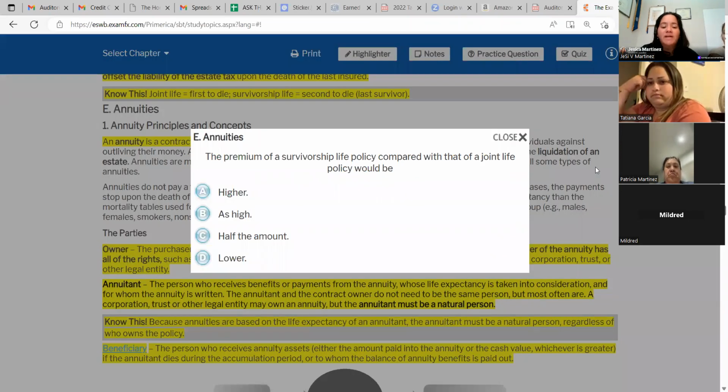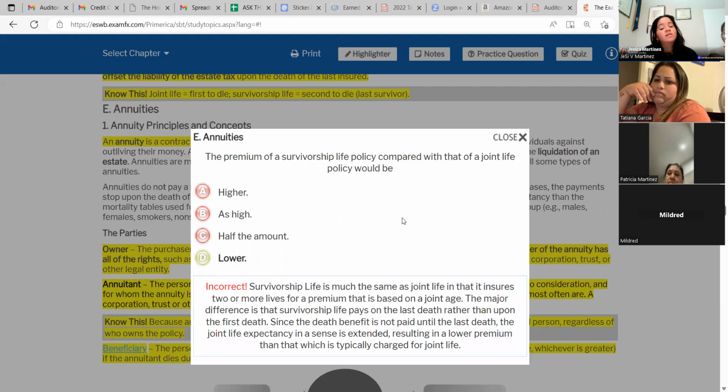The premium of a survivorship life policy compared with that of a joint life policy would be higher, as high, half the amount, or lower. The premium was... So I think they're just trying to confuse you. In terms of survivorship and joint life, the only difference in those policies is how they pay out. But they're both calculated based on the average of both. So we're going to go with as high, and it's actually lower.